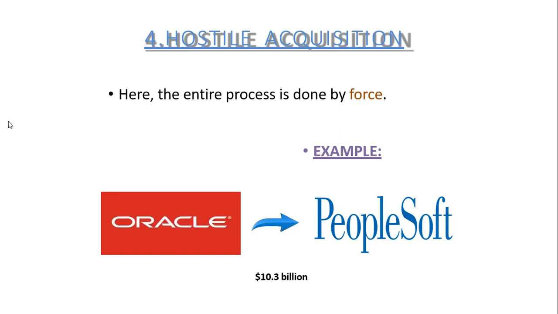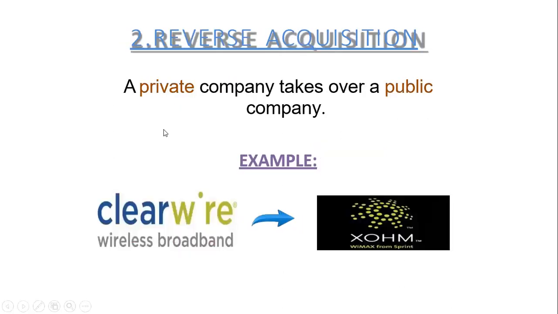Reverse merger mein kya hota hai? Jo small company hoti hai, wo acquire kar leti hai larger company ko. In a reverse merger, a small company, a private company, will take over the large company. This is an example of reverse merger, reverse takeover.